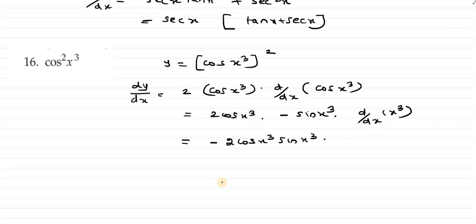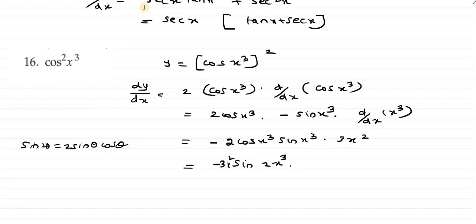Okay, here differentiation of x cube is 3x square. But 2 cos x sin x is sin 2x, right? So it is minus sin 2x cube, into 3x square. That I can write it here. Is it clear? The sin 2 theta formula is 2 sin theta cos theta.